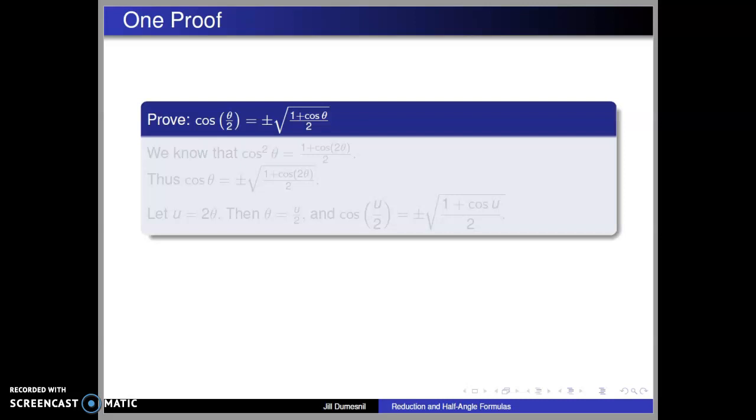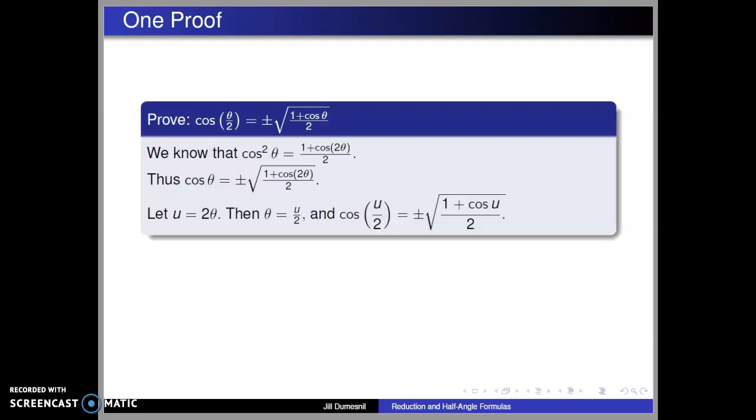We will prove that cosine of theta over 2 equals plus or minus the square root of 1 plus cosine theta over 2. From the reduction formulas, we know that cosine squared theta equals 1 plus cosine 2 theta over 2. Thus, taking the square root of both sides, we get that cosine theta is plus or minus the square root of the quantity 1 plus cosine 2 theta over 2. If we make the substitution u equals 2 theta, then theta would be u over 2, and we have the half angle formula as we recognize. A variable change would make the formula look exactly as stated.